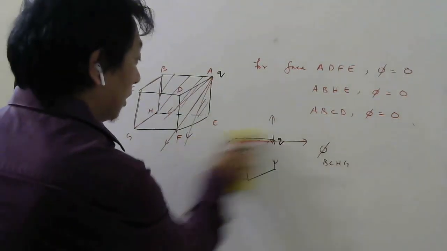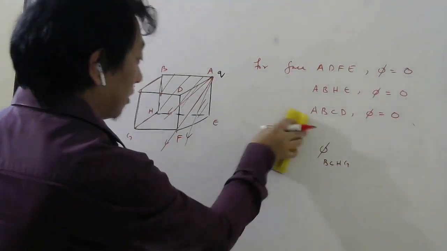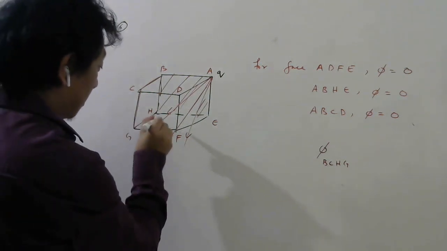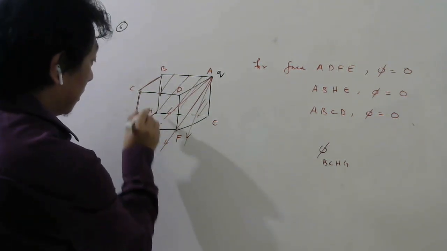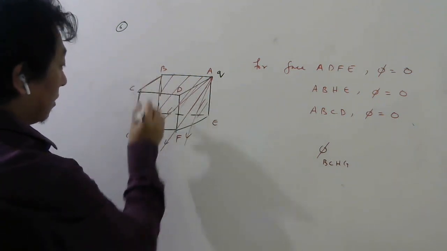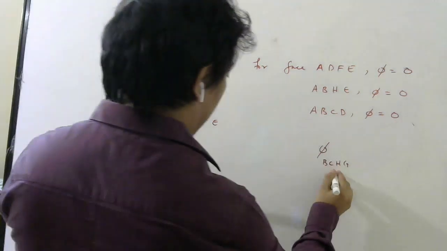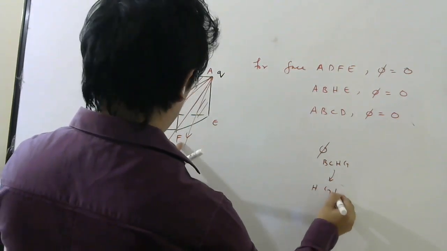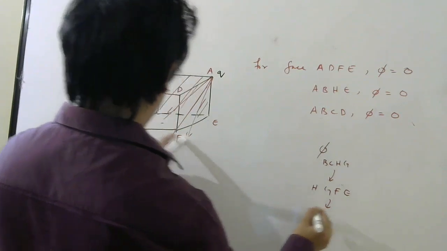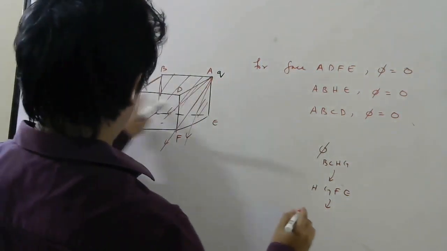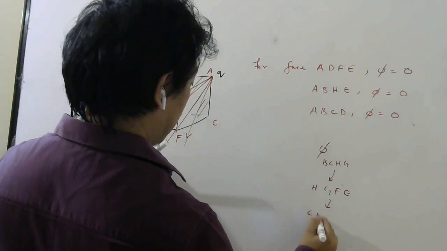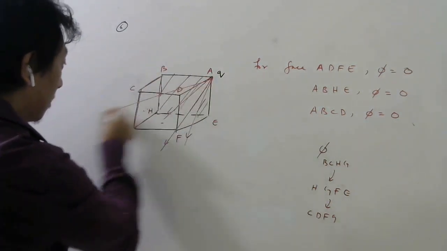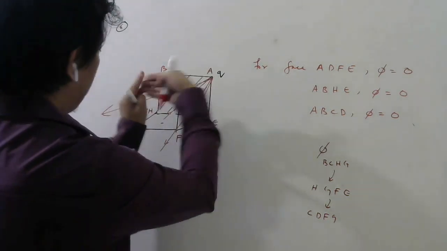So through how many faces do you think the lines are cutting? Only these three faces, this one, this one, and the front one. So the BCHG, or HGFE, or the front one, CDFG. So only through these faces lines are cutting. See, if I draw, it is cutting, no? Clearly it is cutting the surface.